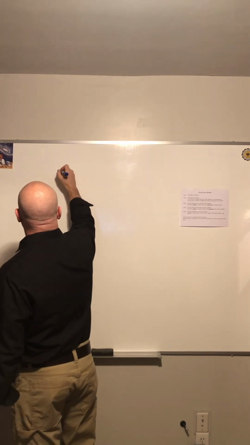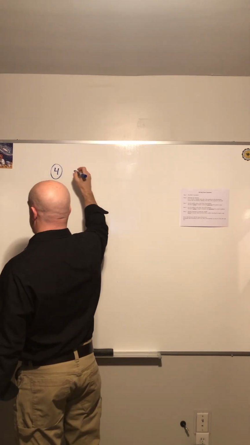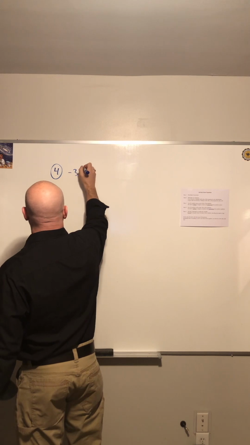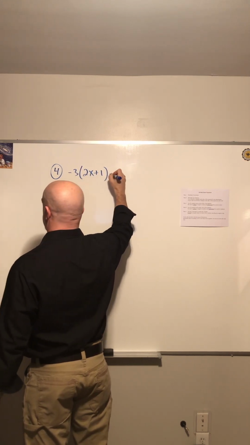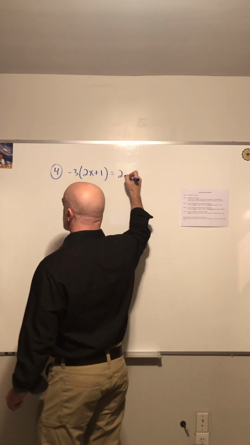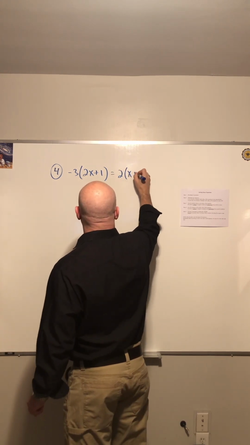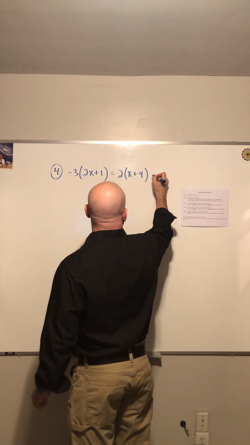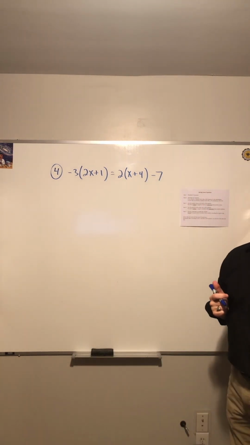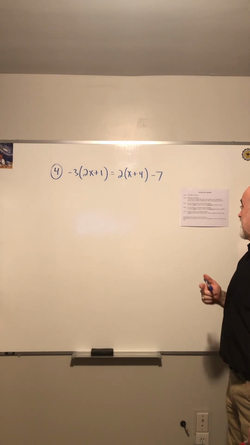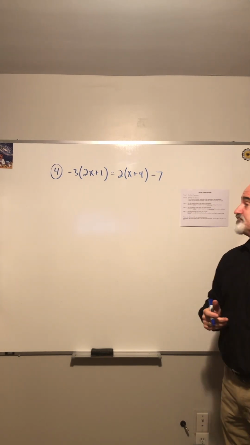So problem number 4 says negative 3 times (2x plus 1) equals 2(x plus 4) minus 7. Now you gotta admit, that's a good looking equation there, right? Pretty good looking equation. And it's got a lot of stuff happening.